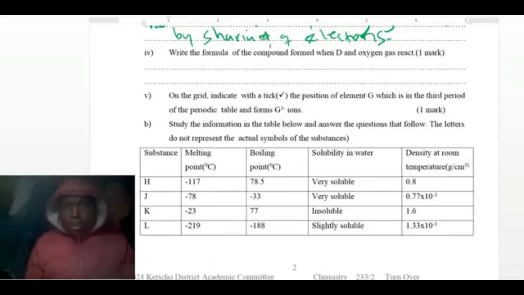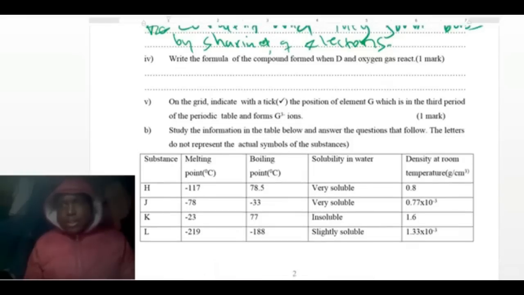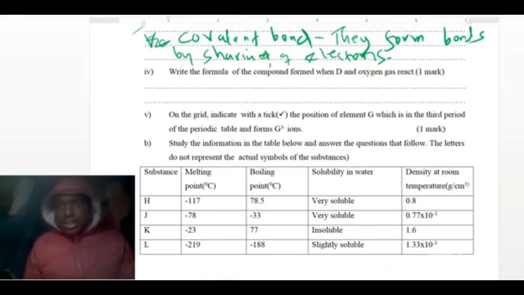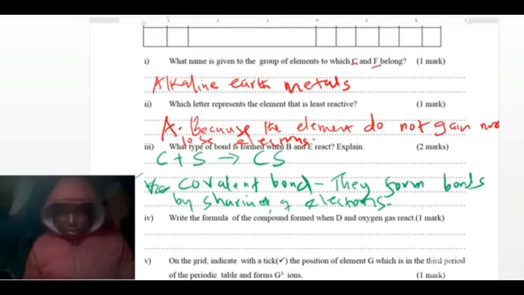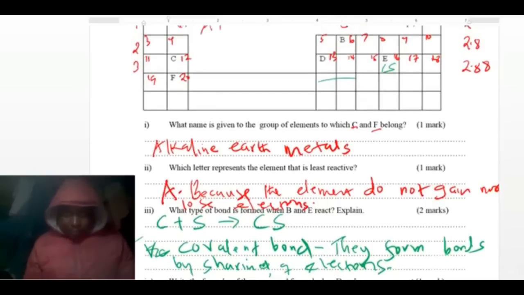Write the formula for the compound formed when D and oxygen react. You go back to the table and check which one is D. D is number 13, and that is aluminium. Aluminium, when it reacts with oxygen, forms aluminium oxide. Aluminium has a valence of 3, oxygen has a valence of 2. So they interchange.